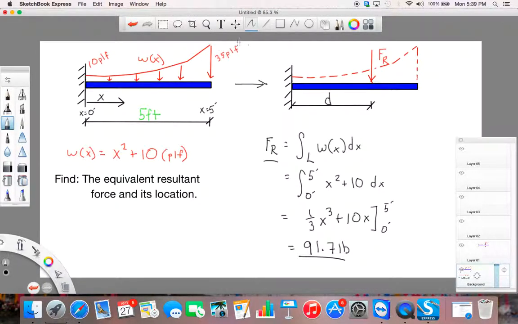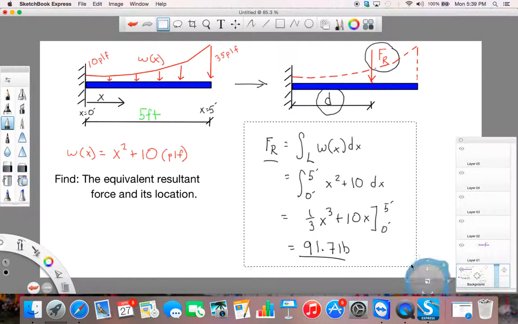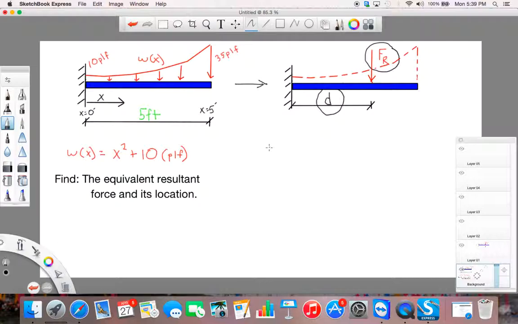Okay? So the next phase is, well, once we know this force resultant, how do we determine d, the distance? So we have a similar equation where the distance d is the integral over the length x times our distributed load, dx, over the force resultant. So you'll note that the denominator is just the force resultant we just calculated. It's the exact same equation. And we know that's 91.7 pounds.